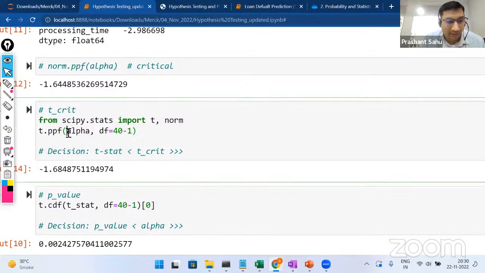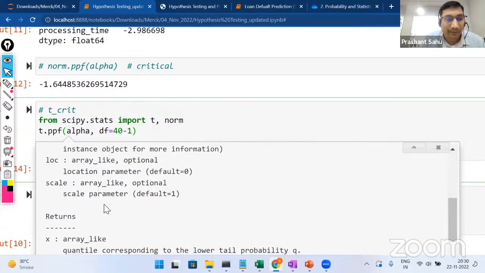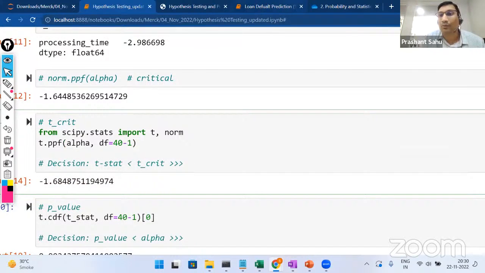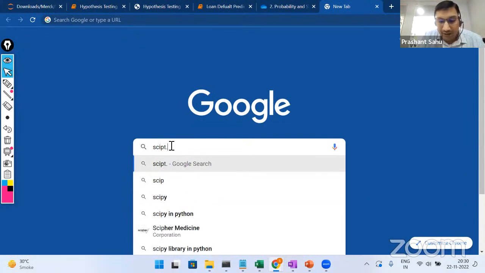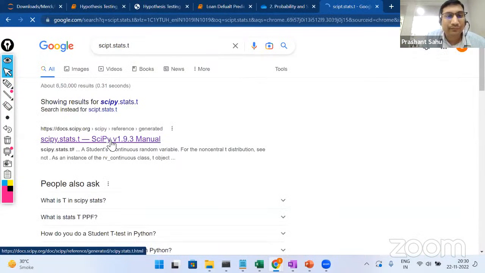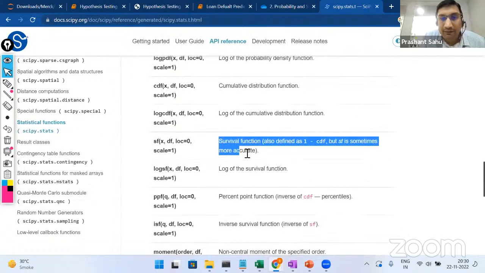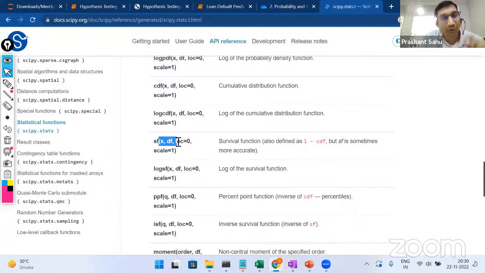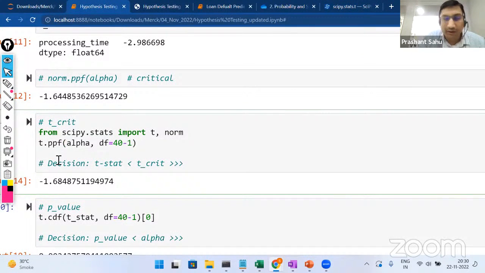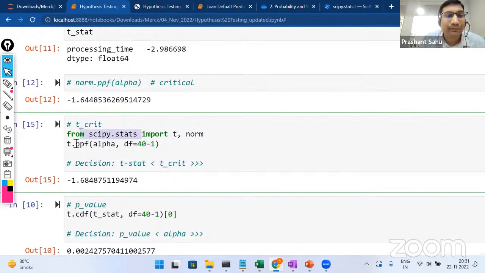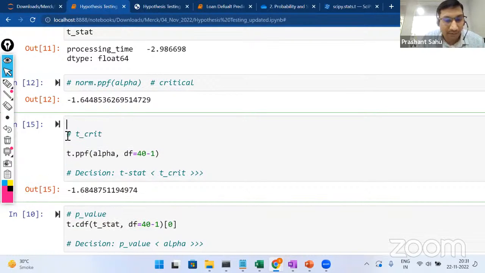If you see, I can show you. It needs the degree of freedom. If you go down into the documentation page, scipy.stats.t, I'm looking for the SF function, and that looks for df. What is df? Degrees of freedom. So you need to pass the degrees of freedom. Okay, so coming back. This is my degrees of freedom, 30 minus 1. So this is the critical value.